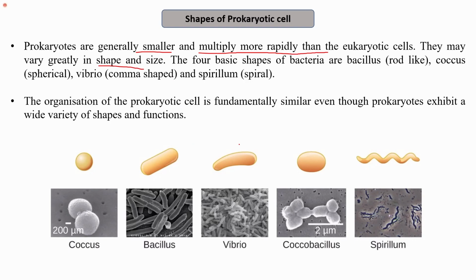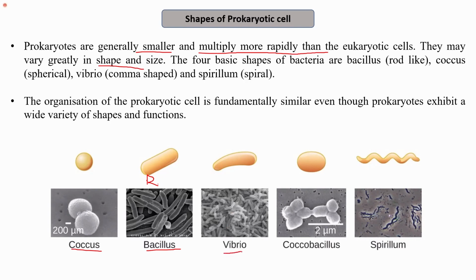There are 4 basic shapes, which is coccus. Coccus is round-shaped bacteria. Bacillus is the rod-shaped bacteria. So we can say it is a rod-shaped bacteria. Basically, it's a rod-shaped bacteria.